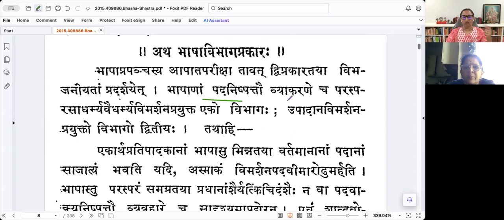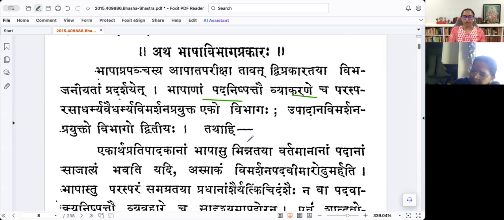Bhashanam padanishpattau vyakaranece paraspara sadharmya vaidharmya vimarshana prayuktaha ekaha vibhagaha. Prathamastu vibhagaha tatra padanishpattihi kidrishi, tatra vyakarana visheshaha kidrishaha, tatra paraspara bhashanam sadharmyam kim vaidharmyam kim iti vimarshanameva ekaha prakaraha. So when we look at the word grammar and how each language compares with another language with respect to word and grammar, this is one way of classification, the language classification.